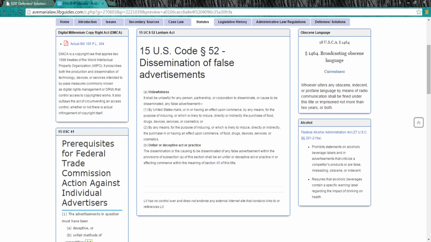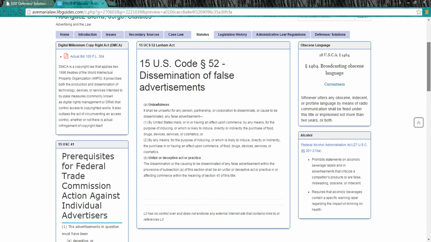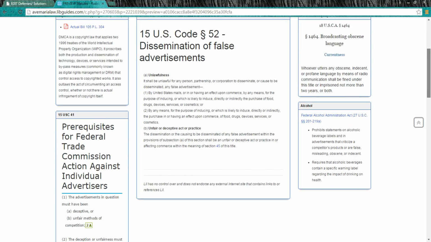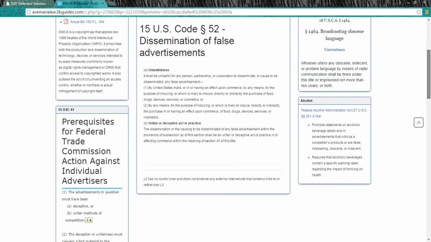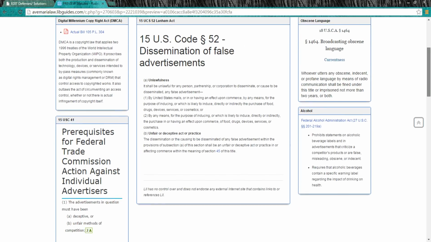Again, with alcohol, there is the Federal Alcohol Administration Act, 27 U.S. Code sections 201 through 219A, and those are the ones that crack down on what type of advertising you can do with alcohol. Another really easy one, in short, is whoever utters an obscene or indecent. This is literally the only language of this law, 18 U.S.C. 1464: whoever utters any obscene, indecent, or profane language by means of radio communication shall be fined under this title or imprisoned not more than 2 years, or both. Those were important regulations that I mentioned in the guide.